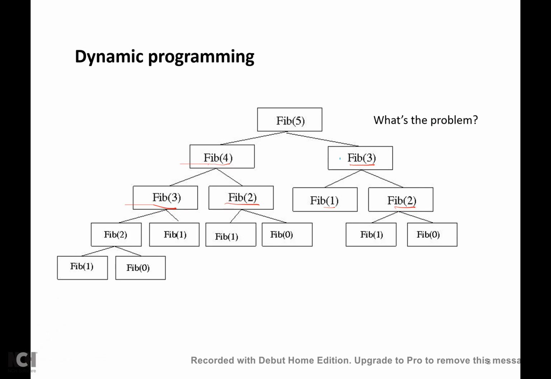Then we find out, for example, Fibonacci 3 appears in different places of this tree, right? And also Fibonacci 2 has been recalculated in different places, right? And such that we see this recursive solution is easy to write, but it's not efficient because some calculations have to be re-performed. Now the question is, can we save the computer runtime?